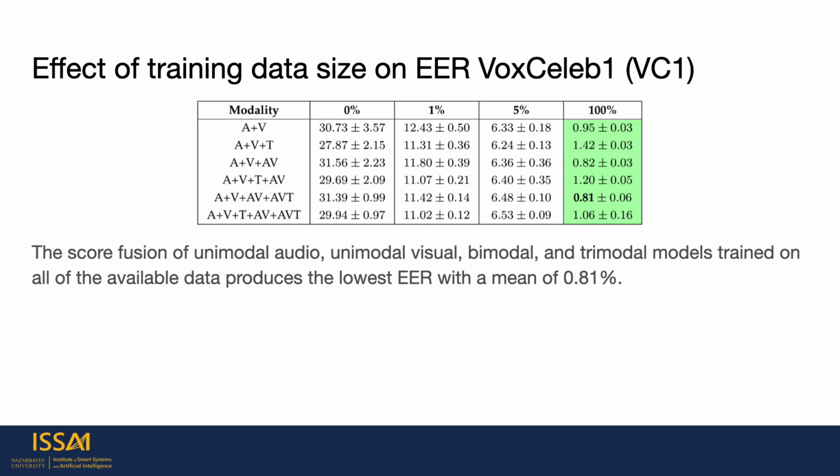Again, score fusion of unimodal audio, unimodal visual, bimodal and trimodal models trained on all available data produces the lowest equal error rate with a mean of 0.81%.